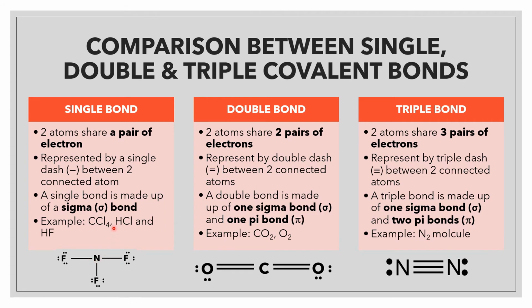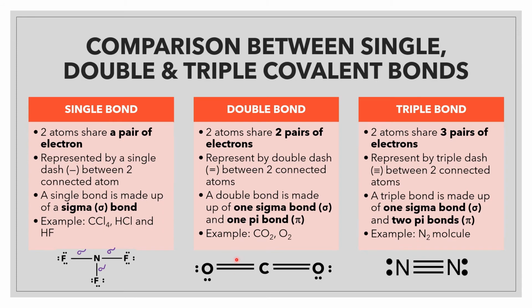So a single bond is made up of a sigma bond. So that single bond, kita boleh juga simboliskan dia dengan menggunakan simbol sigma. Satu single bond represent sigma bonding. And for double bond, two atoms share two pairs of electrons. Okay, in double bond, two atoms are sharing two pairs of electrons. So dua elektron di atas dan dua elektron di bawah. Okay, so dua pasang lah.